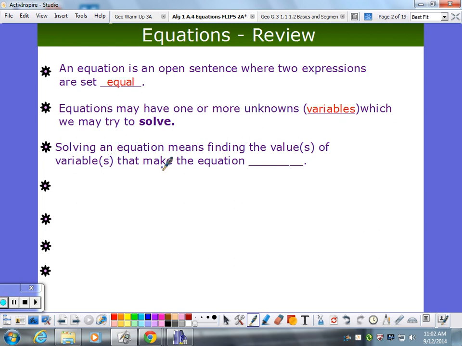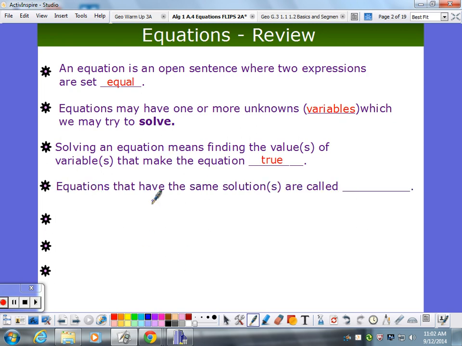Solving an equation means finding the values of variables that make the equation true. Yeah, that's not the answer. We like to say, oh, the answer is 2. The solution is 2, because when you plug 2 back in, you get a true statement. Equations that have the same solution are called, and you may or may not know this word, equivalent. So two equations that both have x equal 2 as a solution are equivalent equations.